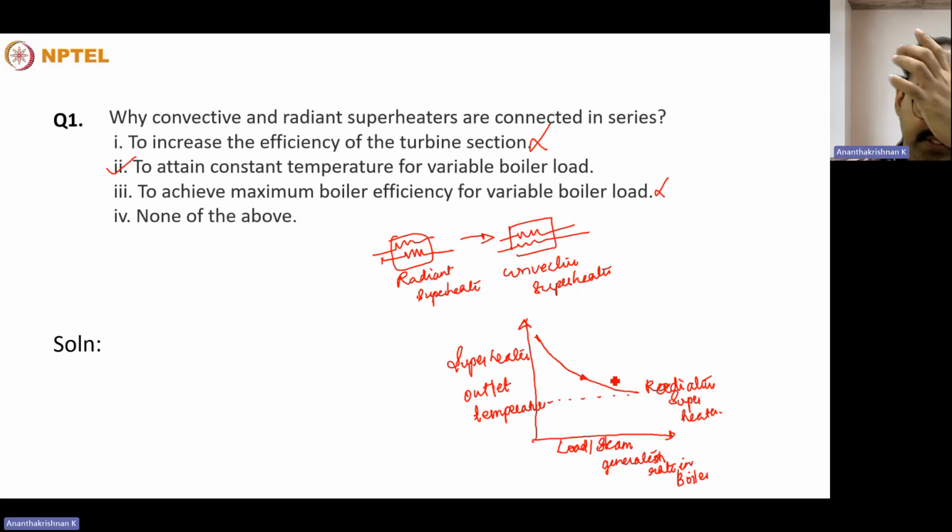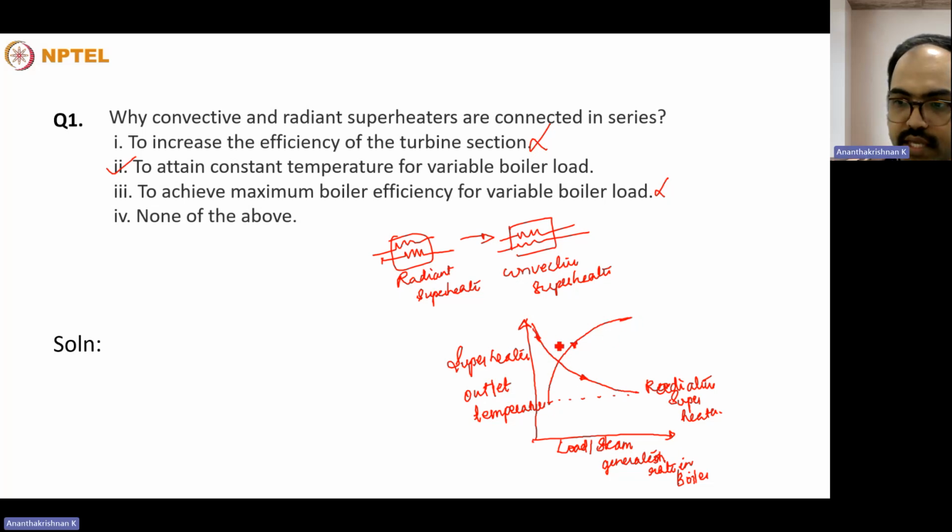But the vice versa happens in the case of the convective superheater. When the load or the steam generation rate in the boiler is less, the flue gas formation will be less and the convective heat transfer coefficient will be less. But as and when the load increases, the convective heat transfer coefficient increases, and the superheater outlet temperature will be increasing.